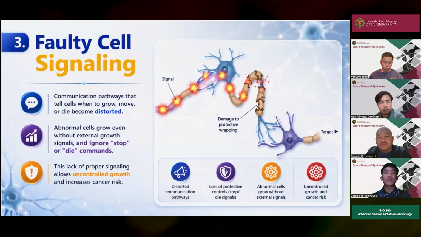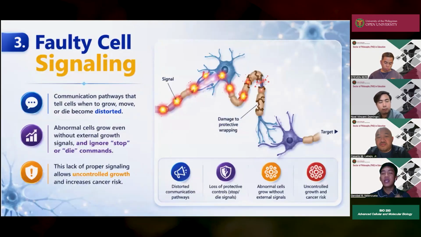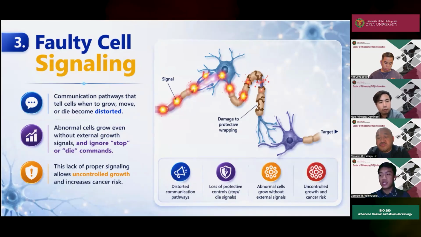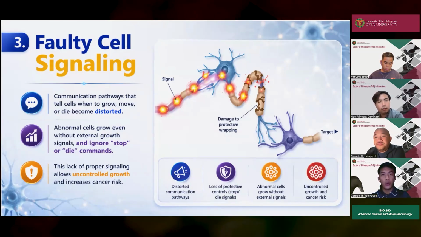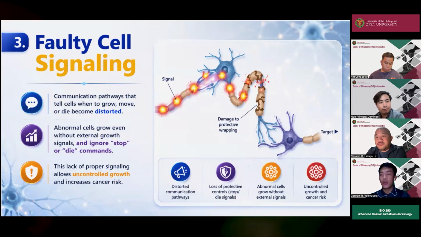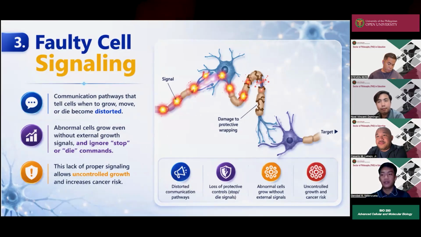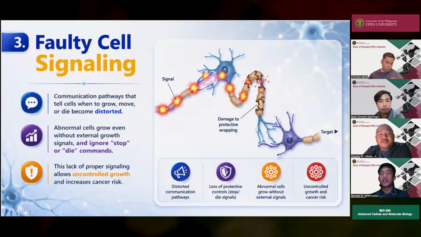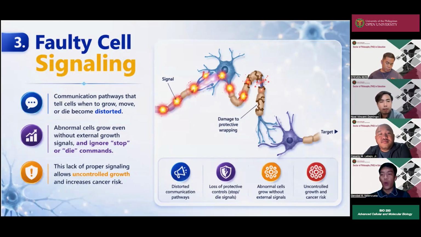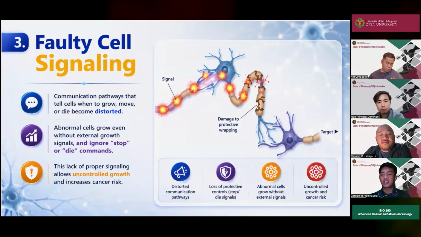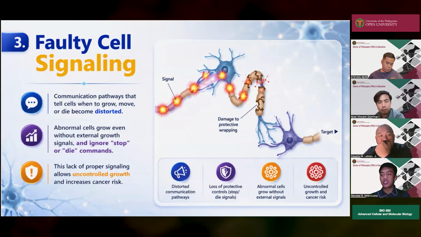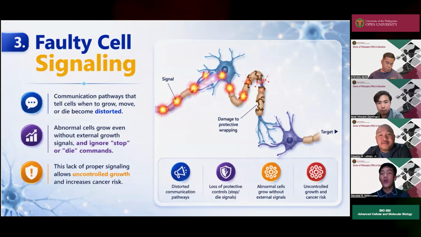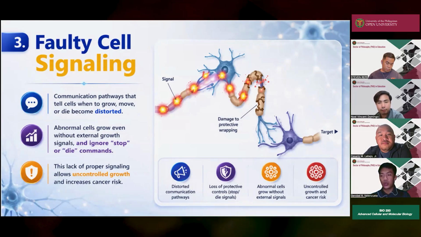Another is faulty cell signaling. Cells normally communicate through signaling pathways. These signals tell the cells when to grow, stop dividing, repair damage, or undergo cell death. In cancer, these signals become distorted. Cancer cells may produce their own growth signals or ignore the stop signals. This allows them to survive and multiply even when the body tries to control them.